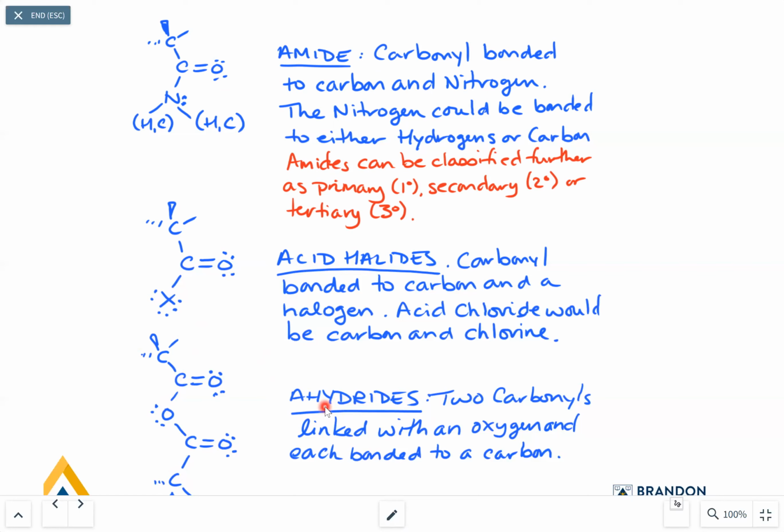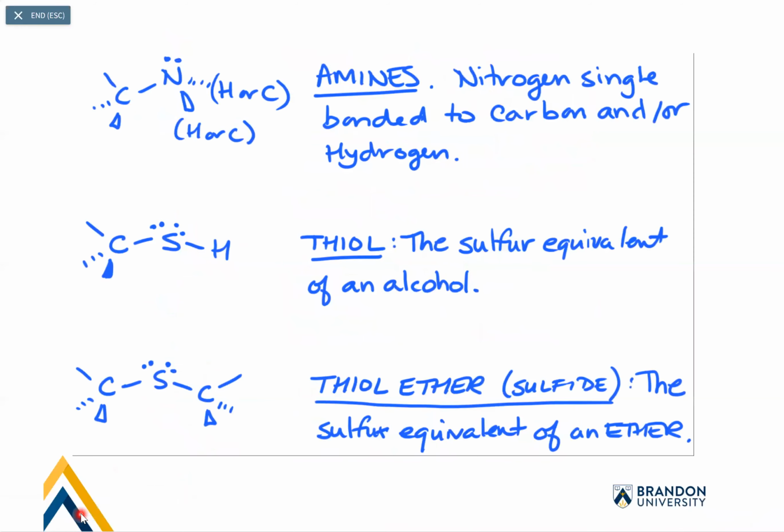Acid halides and anhydrides are basically synthetic compounds. They're really reactive, so they don't survive in nature particularly long. There is the odd biochemical process which might involve an anhydride, but by and large, they react quite quickly in the presence of water and that type of thing. So that's the carbonyls.